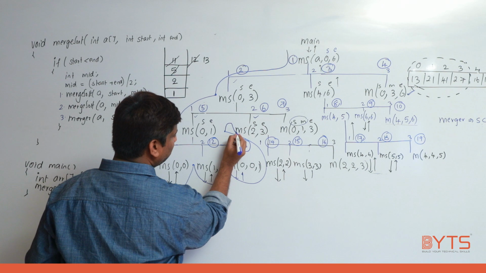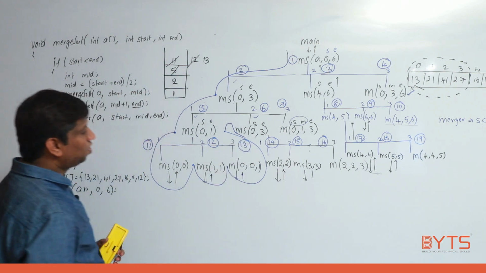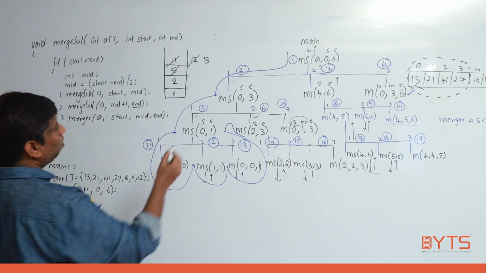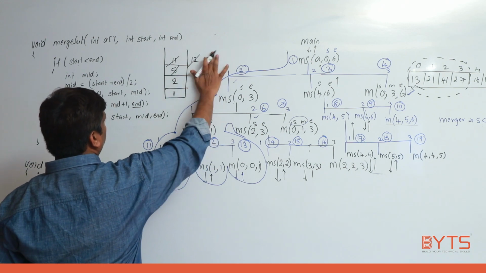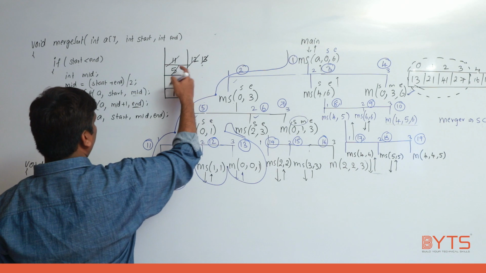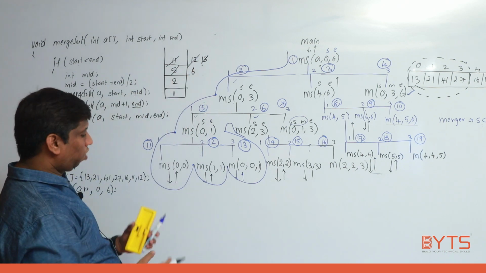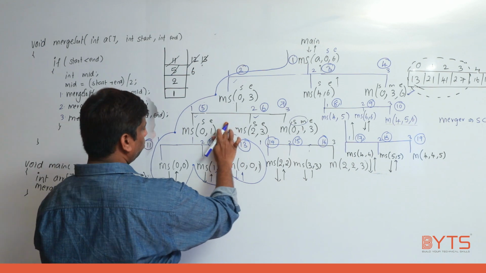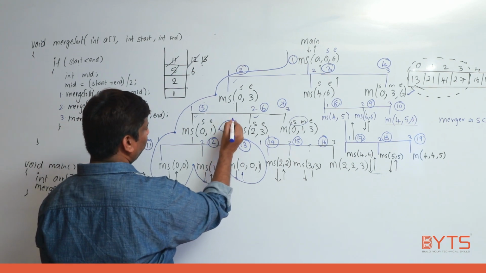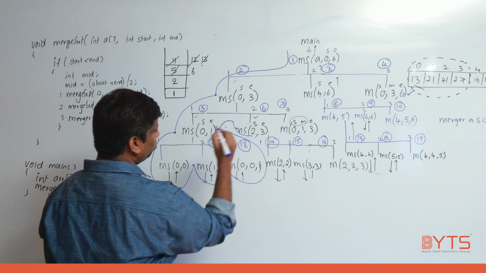Now I need to call which function? 6 function. 13 is also completed here, but 5 is completed, 6. Now try to understand, we started from where? 6. Okay. Now again we came to 6 function here.